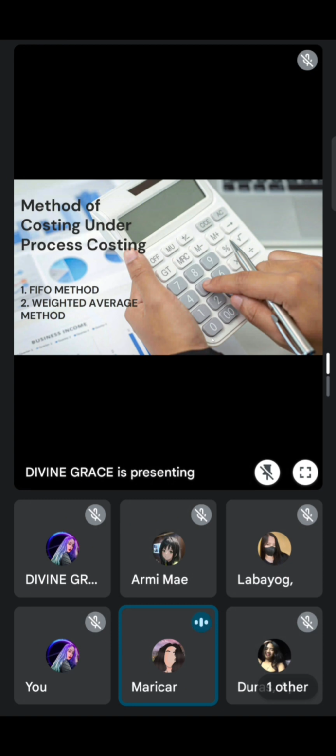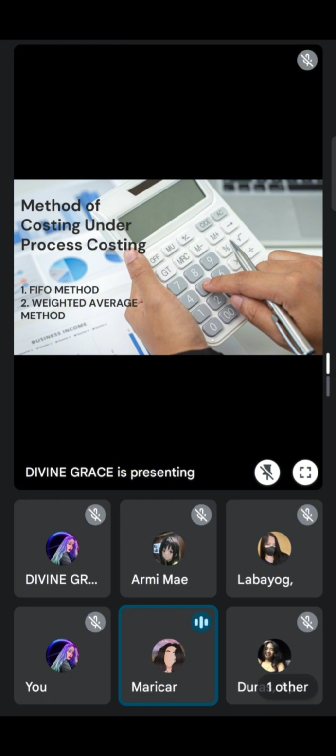In process costing, two common methods for assigning cost to units are the FIFO, or first in first out method, and the weighted average method. First, the FIFO method. FIFO assumes that the first units started in the production process are the first to be completed, which means costs incurred first are assigned to units completed first.